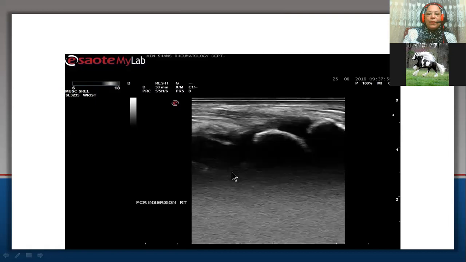So, to confirm also the presence of distorted anatomy and pathology at her left flexor carpi radialis tendon insertion, we examine the right flexor carpi radialis tendon insertion into the second and third metacarpal bone, and this is the normal appearance.